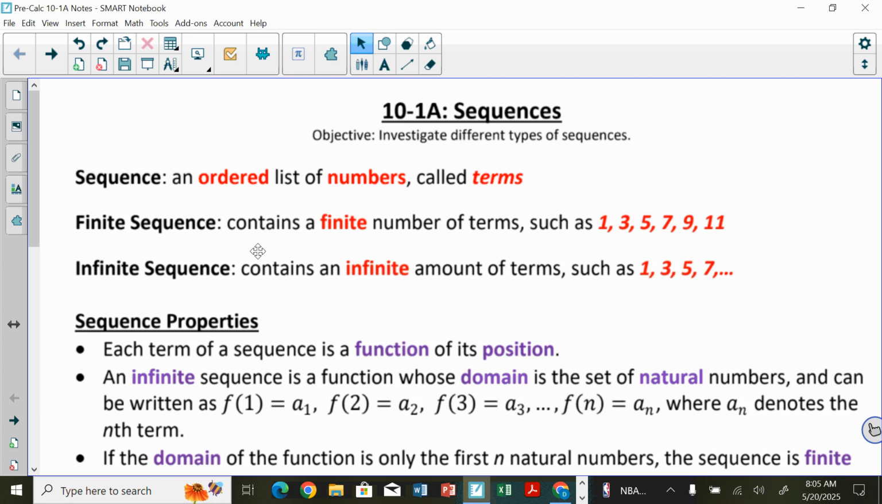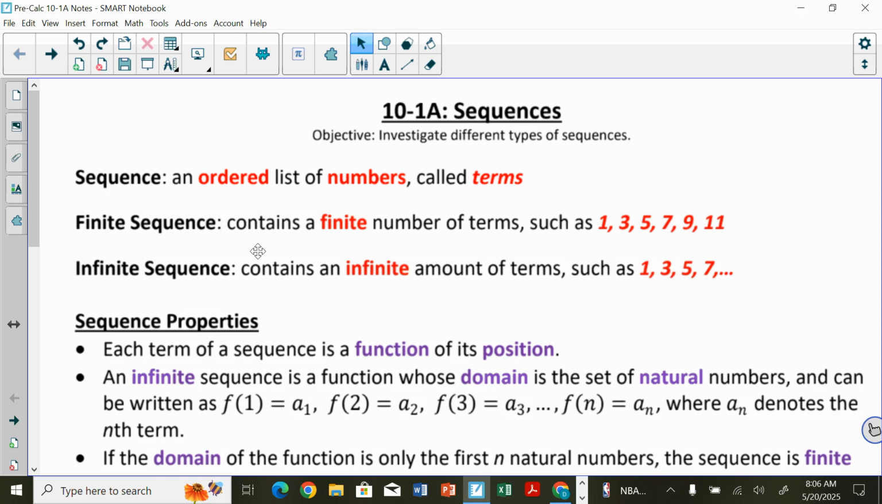All right, Pre-Calc, we have made it to the last chapter of new material here. So we're in chapter 10, the last one of new stuff. Starting out here, 10.1a on sequences. So we're going to just kind of look at different types of sequences and do some work with those.